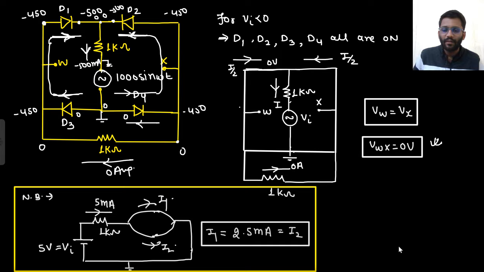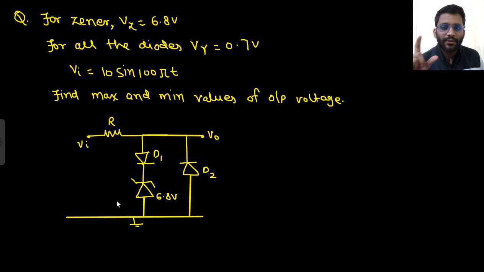Okay, let's move on to the next question. We will solve this question, and the rest of the questions we will be solving in the next video, because this video will be very long if I keep on solving. For the Zener diode, VZ value is given as 6.8 volt. For all diodes, V gamma is 0.7 volt.